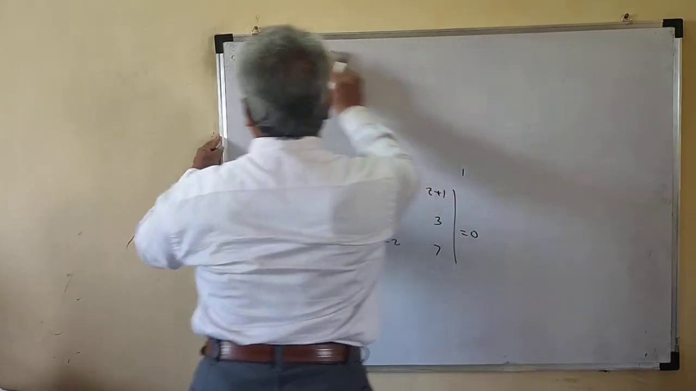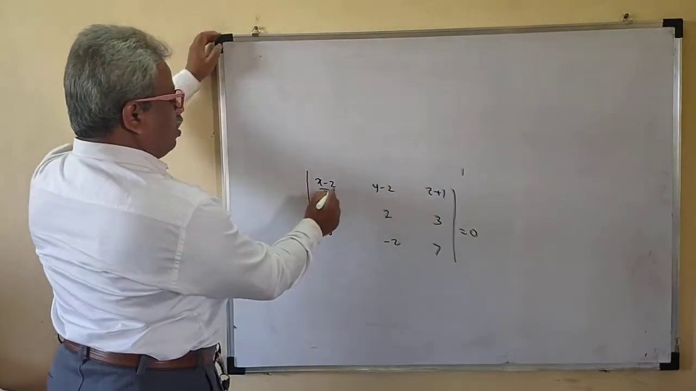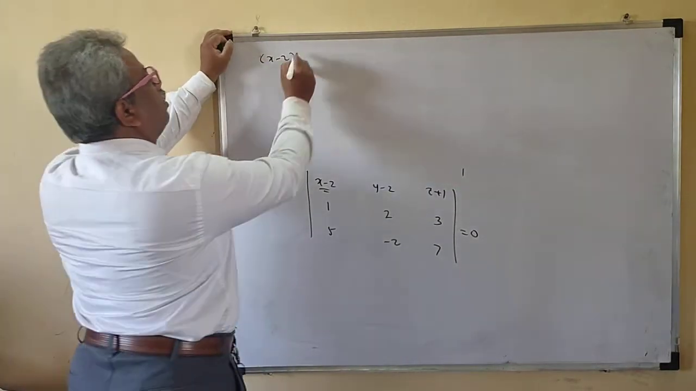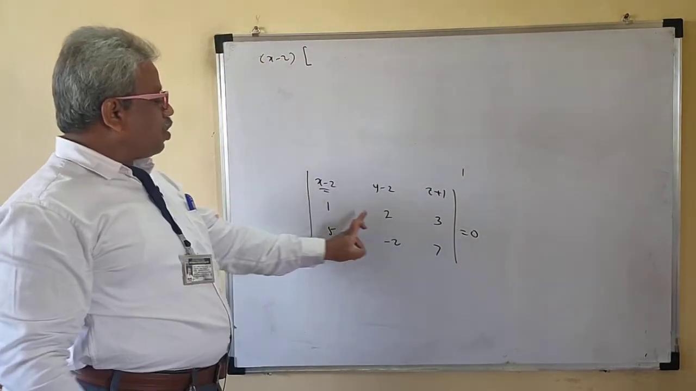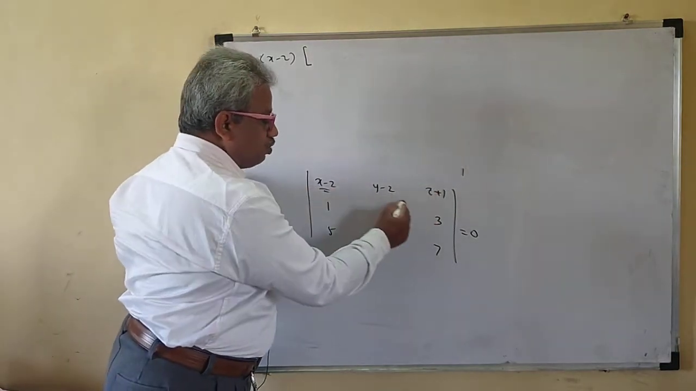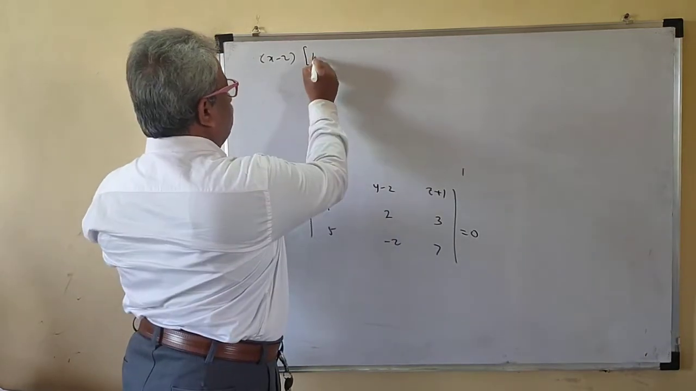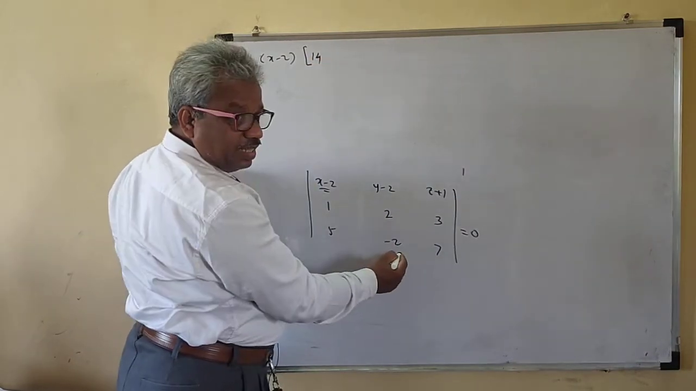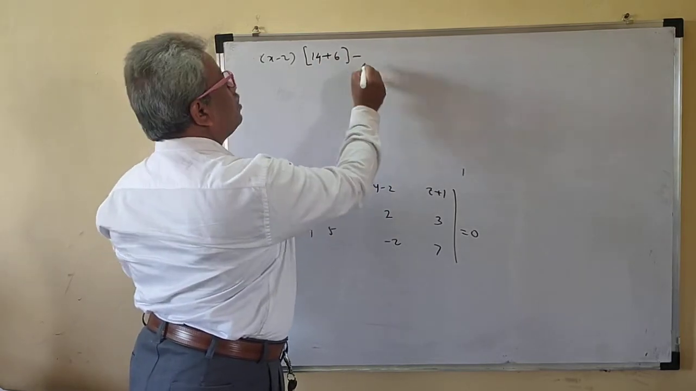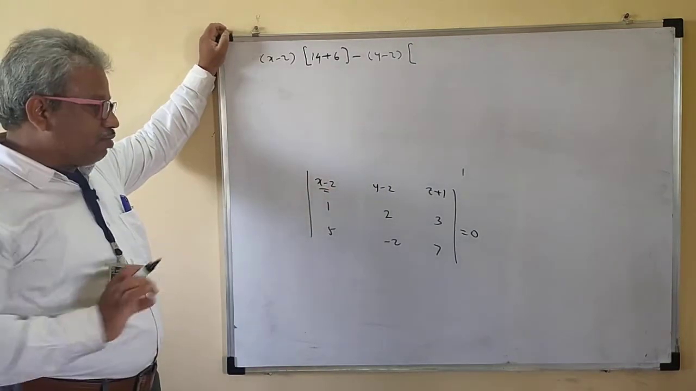Now this is x minus 2 in bracket. Then we drop this column and take the determinant of this block. So this is 14, then minus 6, you have to subtract that, so this is plus 6. Then minus (y minus 2), written in bracket.